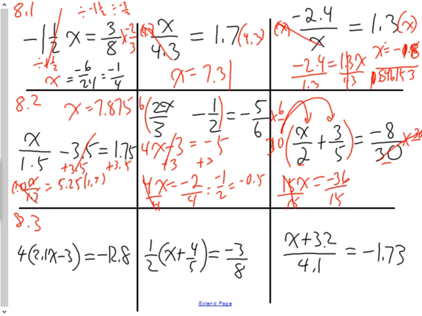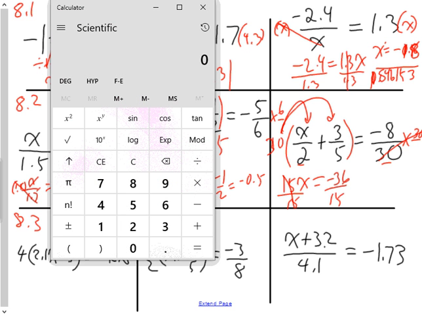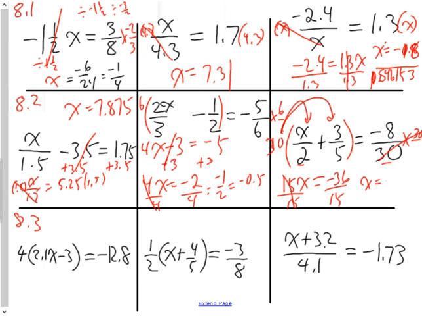I have no idea what negative 36 divided by 15 is. Oh, yes, I do. Do I? Well, who cares? 36 divided by 15 is 2.4. So x will equal negative 2.4.